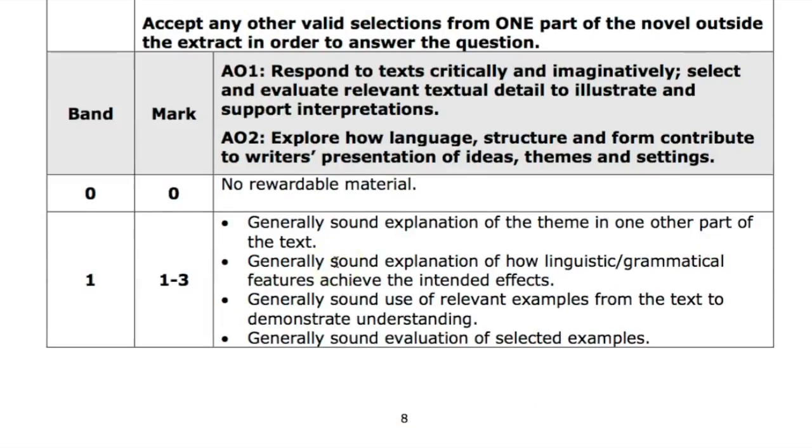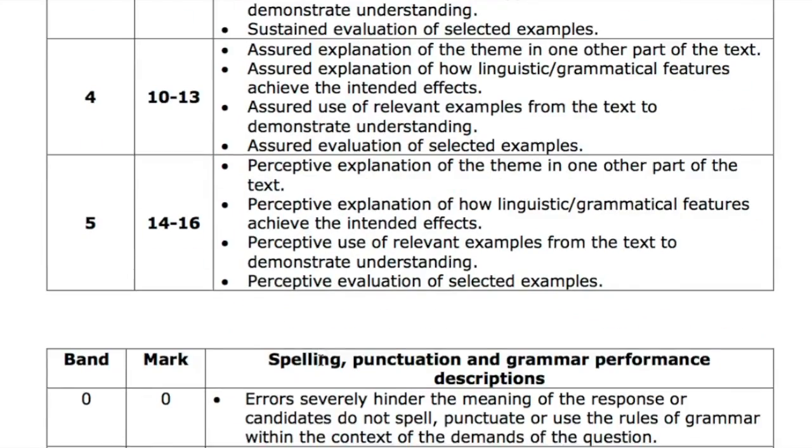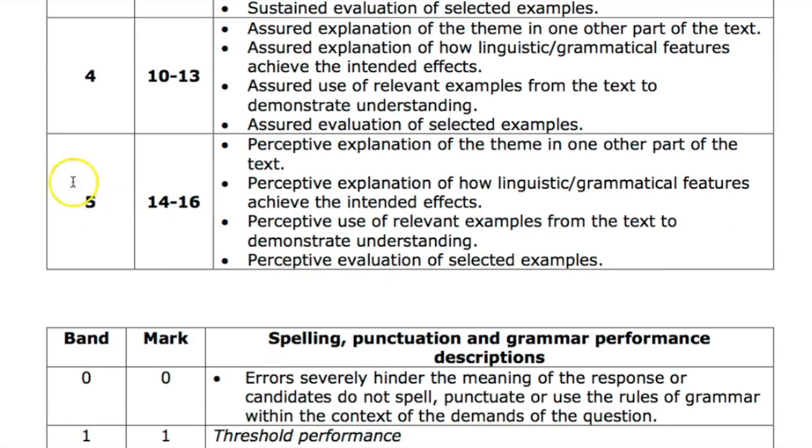Let's really quickly just look at the band criteria again here. For band 5, which is the highest number of marks you want to be aiming for, perceptive explanation of the theme in one of the parts of the text, that's the leadership theme. Perceptive explanation of how linguistic and grammatical features achieve the intended effects, so that's things like alliteration, metaphor, adverbs, prepositions, that kind of thing. Perceptive use of relevant examples from the text to demonstrate understanding, that's the evidence, that's the most important thing. And perceptive evaluation of selected examples.